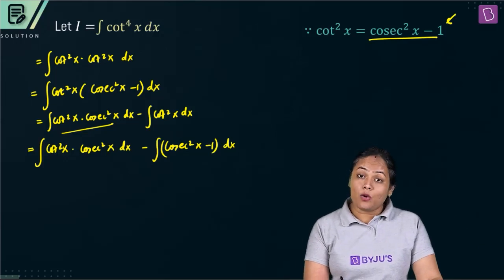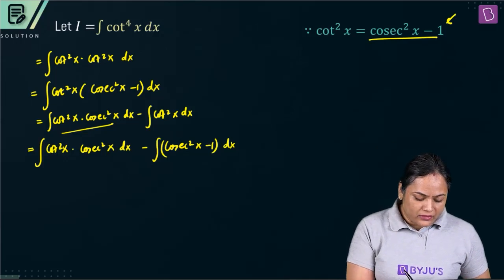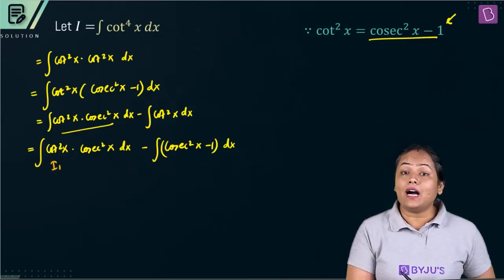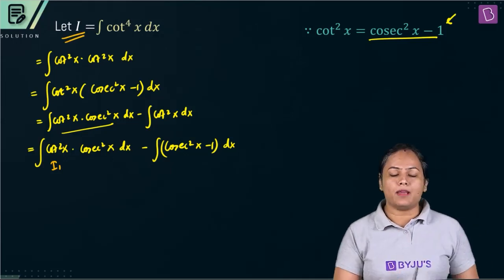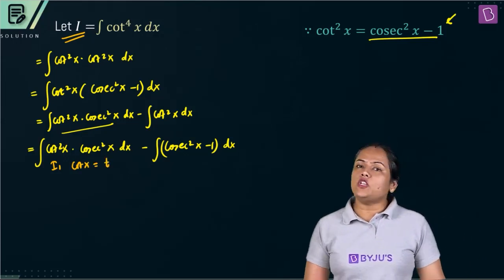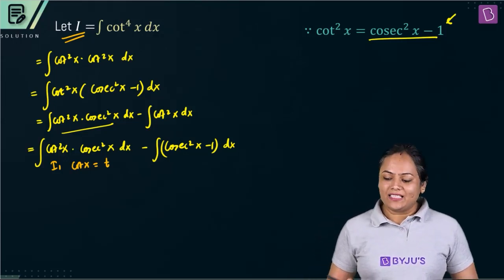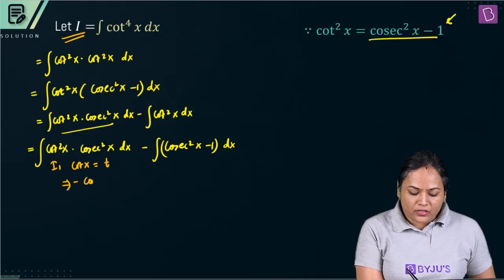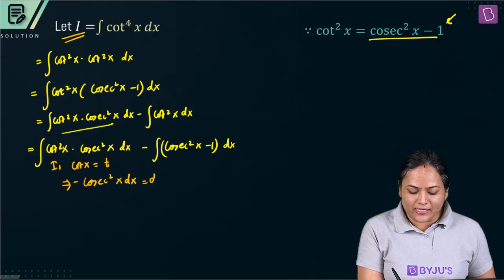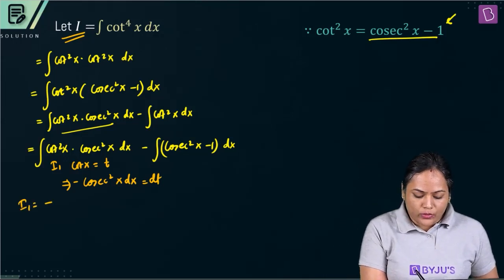Right? Now what? Well, now we'll use substitution for the first integral. Let's say this is I1. For this entire I, I'm taking its subparts. So for I1, I'm assuming, let's say, cot x as t. So can you tell me, guys, what is the derivative of cot x? Well, that is minus cosec square x, right? So minus cosec square x dx is equal to dt. And now when I substitute back, it's going to become I1 is equal to minus of t square dt.